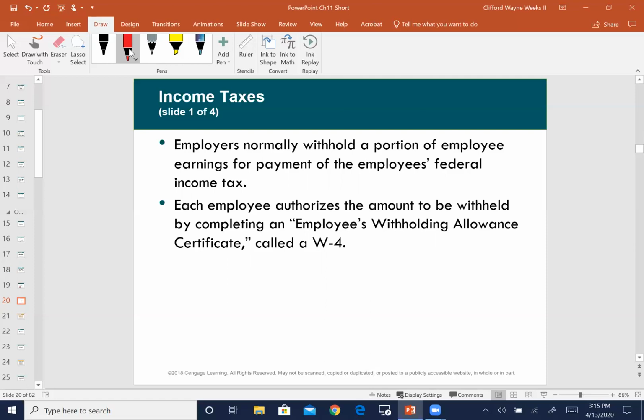But let me caution you here, because if you don't have enough withheld, the federal government can actually penalize you and charge you interest. So you kind of want to get in the ballpark.